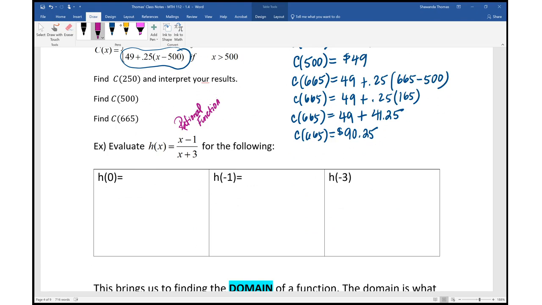But please commit to memory what evaluate means. Evaluate simply means to replace that input variable with something else. Substitute it with something else, or plug something else in for x. And in this first case, we have 0. Therefore, we're going to plug in 0 for x, same as we did before. Therefore, h of 0 equals -1 over 3.